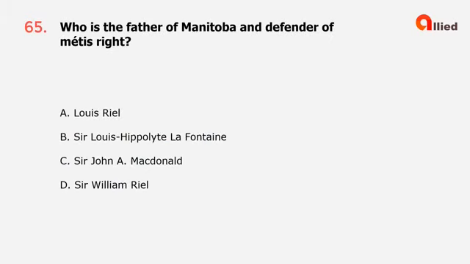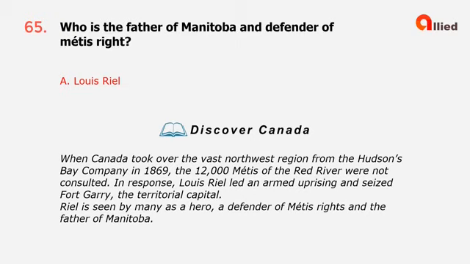Question 65. Who is the father of Manitoba and defender of Métis right? A. Louis Riel. B. Sir Louis Hippolyte Lafontaine. C. Sir John A. MacDonald. D. Sir William Riel. The answer is A. Louis Riel.